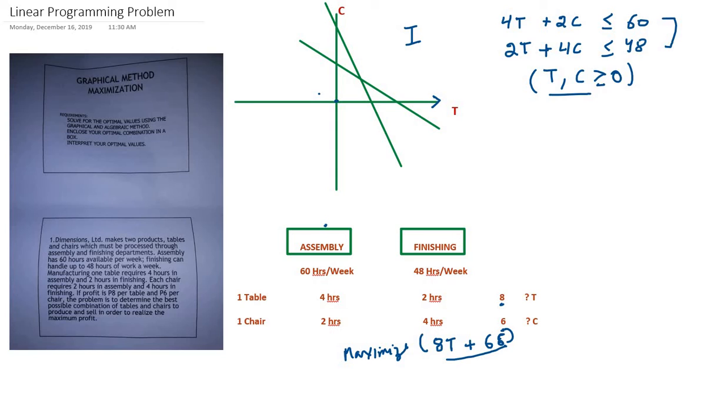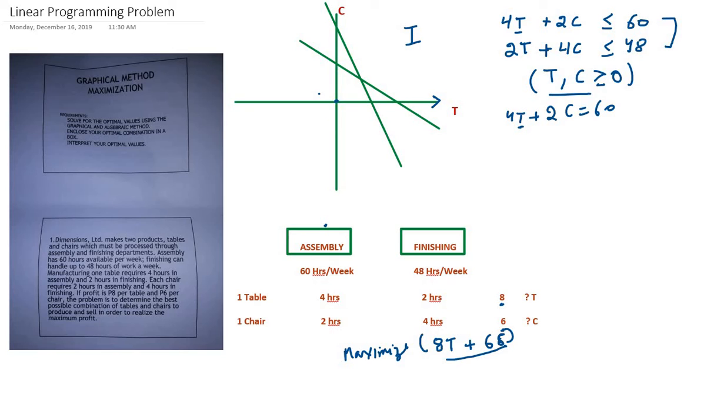Now I have drawn these two lines. If we look at 4T plus 2C equal to 60, let's look at this line, 4T plus 2C equal to 60. If I put T equal to 0, which means I am on the C axis, the y axis, or the C axis.